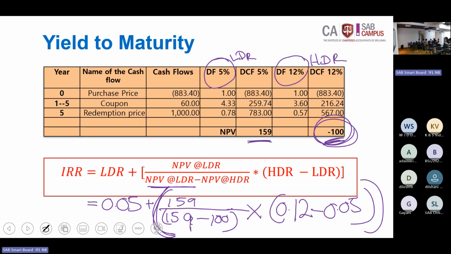Here it should be minus minus. This one should be within the bracket because these are minus values. That makes 159 plus 100, so now it should be 259. 159 divided by 259 multiplied by 0.07. What's the answer? 0.9.